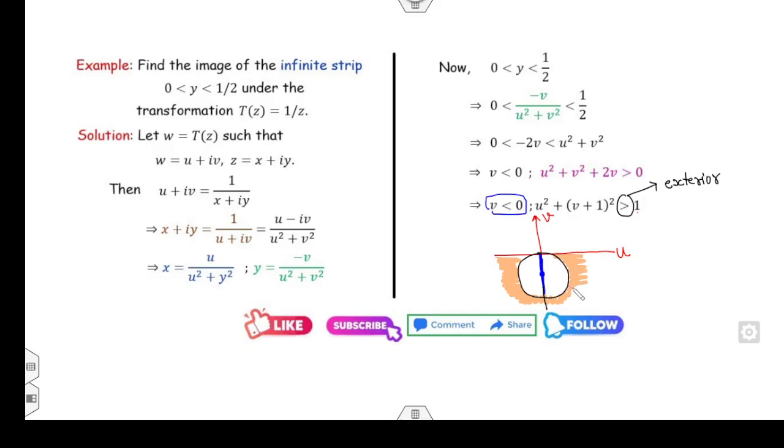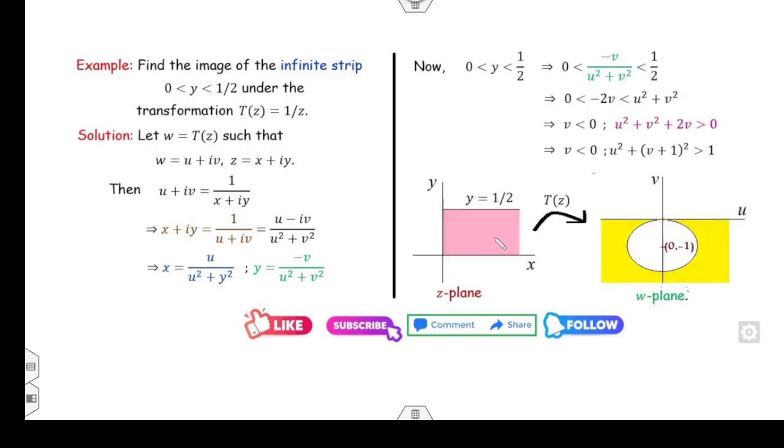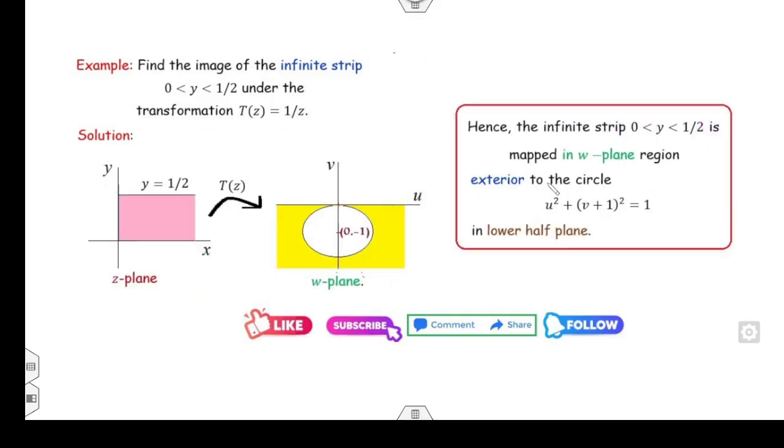Fine. This is the region which is outside the circle. Hence, you can see your graph in the z plane is transformed to the w plane, which lies exterior to the circle and in the lower half space. Why do we call it lower? Because you can see this is the portion below.